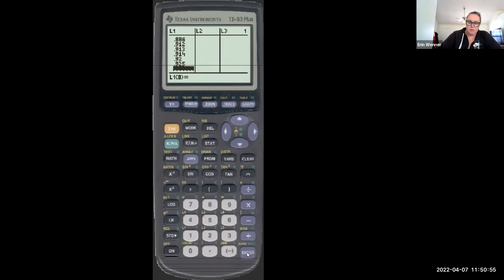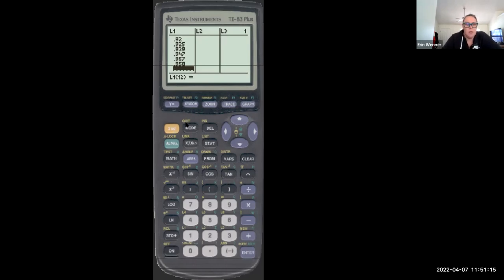The nice thing about using this is that you do not have to have them in order to be able to find these. Okay, so I've got all my data points entered. And so I'm going to get out of this window.